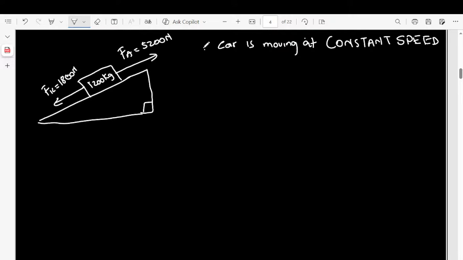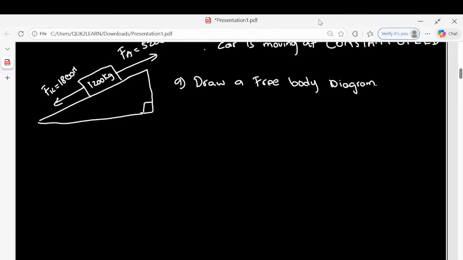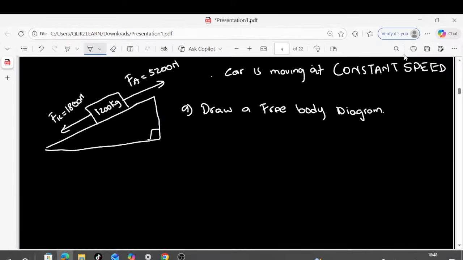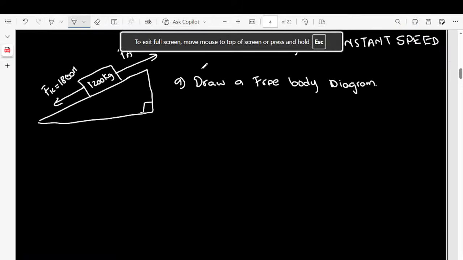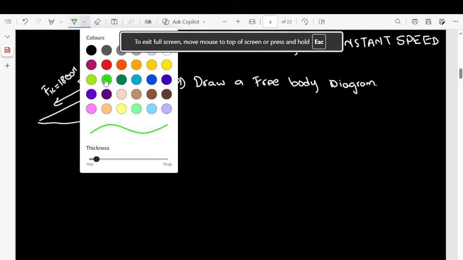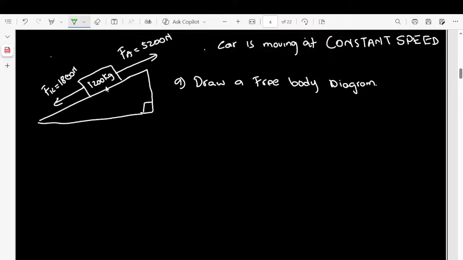Okay, so now on this question, we need to answer number A. Draw a free body diagram. We need to draw a free body diagram showing all the forces that are acting on the object. So when we draw a free body diagram, I need to indicate all the forces.